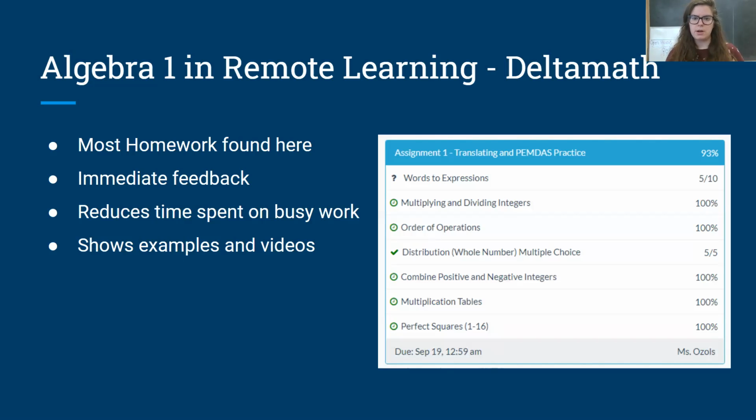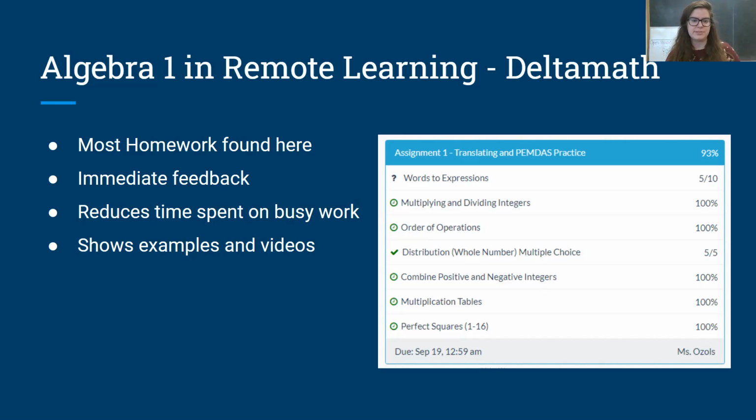Just a little bit more about Delta Math. Most of your homework is going to be done in Delta Math. What I love about it is that it gives students immediate feedback. Unlike a worksheet, it will tell them immediately if they are right or wrong. They don't have to go search out an answer key anywhere. The other great thing is that whether or not they get the answer right, so let's say they get the answer wrong, Delta Math will show them that exact problem with the steps worked out, and then give them a new but very similar problem to try.